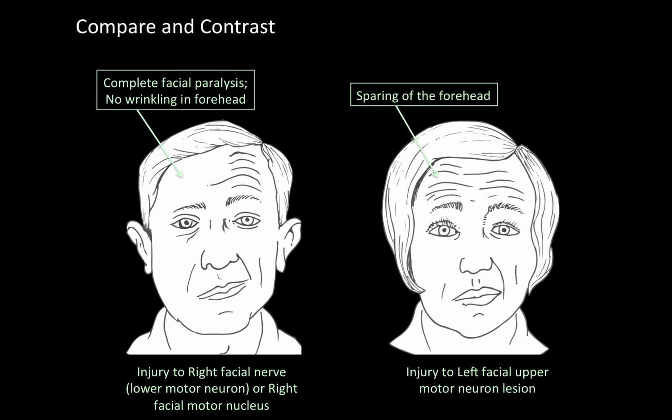And so when you hear people say facial palsy with sparing of the forehead or something along those lines, it's the difference between the left, which is a lower motor neuron problem, and the picture on the right, which is usually from something like a stroke. Okay? Just take note of that.